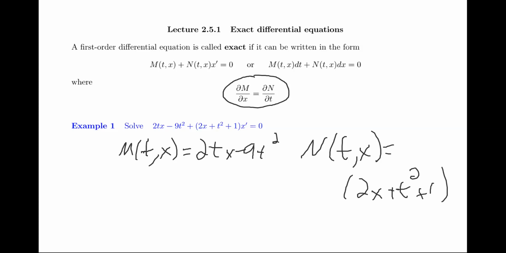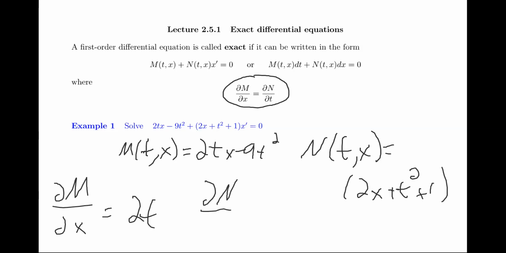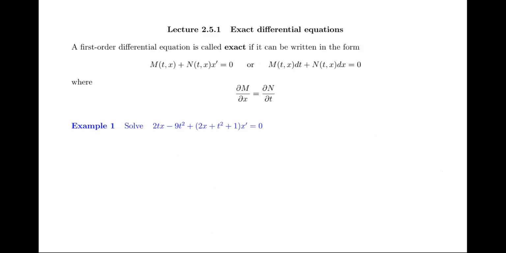So what is the partial of M with respect to x? Well, this is 2t. And what is the partial of N with respect to t? Well, the derivative of 2x is 0, the derivative of t squared is 2t, and the derivative of 1 is 0. So we get 2t. So those are in fact equal, which means we will be able to find a function capital F of t, x. So let's go ahead and do that now.